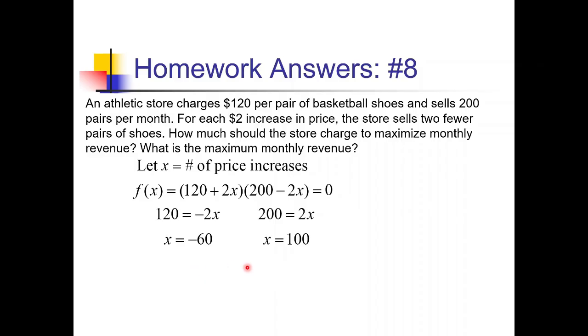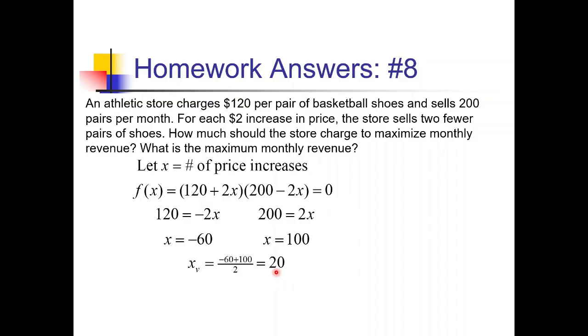Now to get the max, let's average these together to get the vertex. So negative 60 plus 100 over 2, that's negative 40 over 2, which is negative 20. Or actually, positive 40 over 2, which is positive 20. There you go. Too bad it's not negative 20, then we could have gotten cheaper shoes. But alas, this is telling us we have to increase the price by $2 20 times.